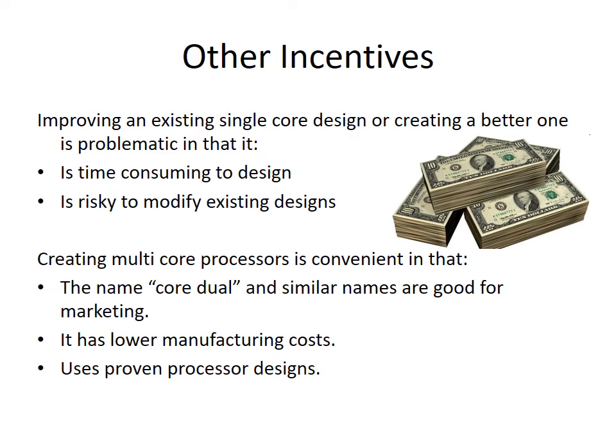Here are some other incentives of multi-core. Improving an existing single core design or creating a better one is problematic in that it is time consuming to design, and risky to modify existing designs. Creating multi-core processors is convenient in that names like core duo and similar names are good for marketing. It has lower manufacturing cost and uses proven processor designs.